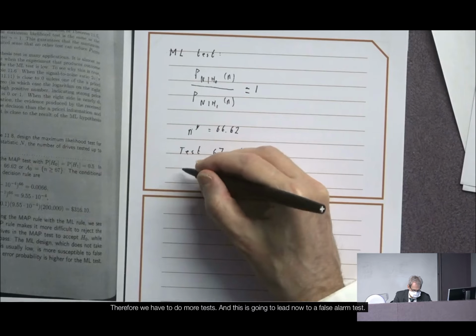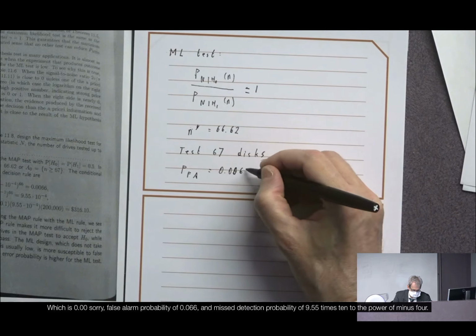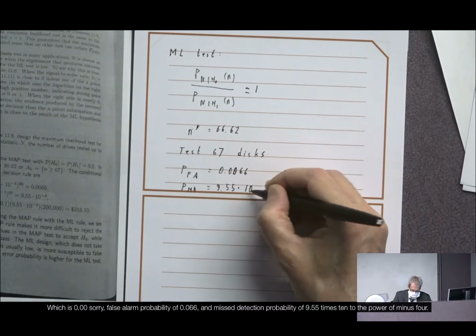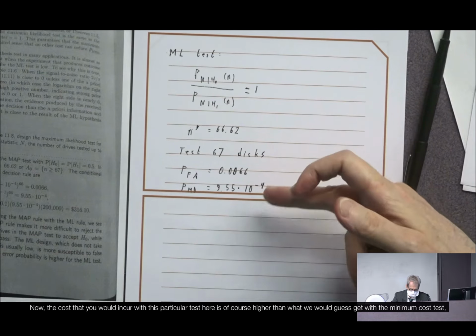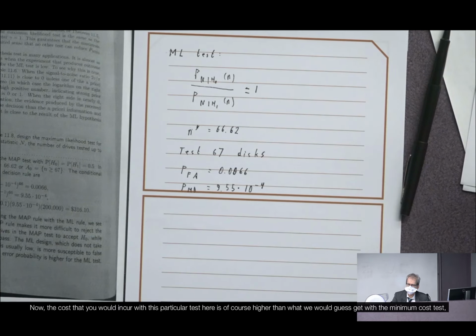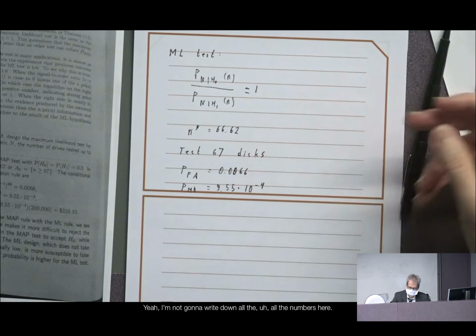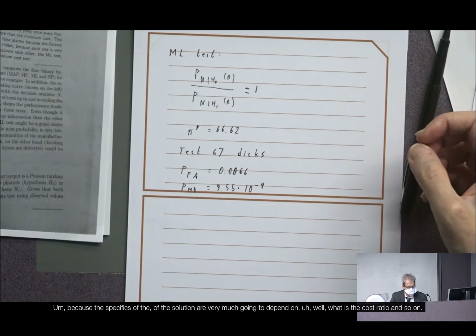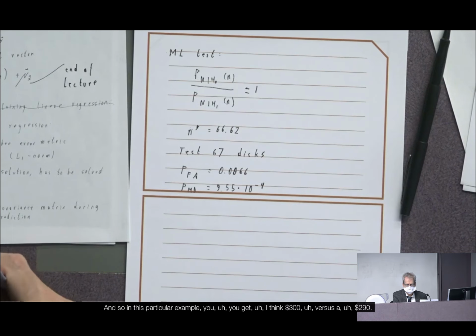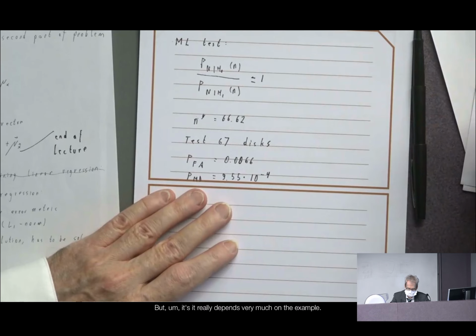And this is going to lead now to a false alarm probability of 0.066 and a misdetection probability of 9.55 times 10 to the power of minus 4. Now, the cost that you would incur with this particular test is, of course, higher than what we would get with the minimum cost test, but interestingly enough, not very much higher. I'm not going to write down all the numbers here, because the specifics of the solution very much depend on the cost ratio and so on. In this particular example, you get I think $300 versus $290.